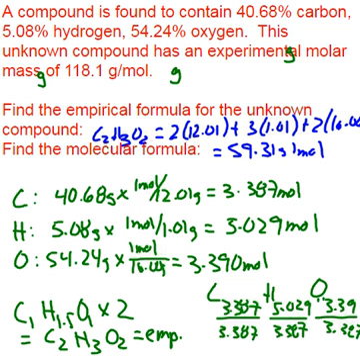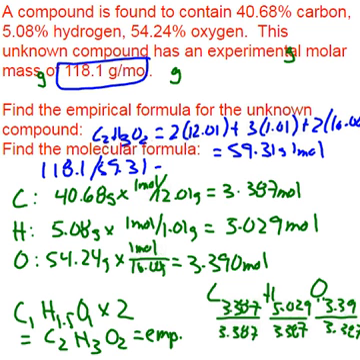But what they told us up above is it weighs 118. Was there a decimal with that? 118.1 is what it actually weighs. So now if I take the 118.1 and divide by the 59.31, it's not going to be exactly 2, but it's going to be awfully close. This is 1.999. So that tells me that I should take my C2H3O2 and double it again. And the molecular formula is C4H6O4.